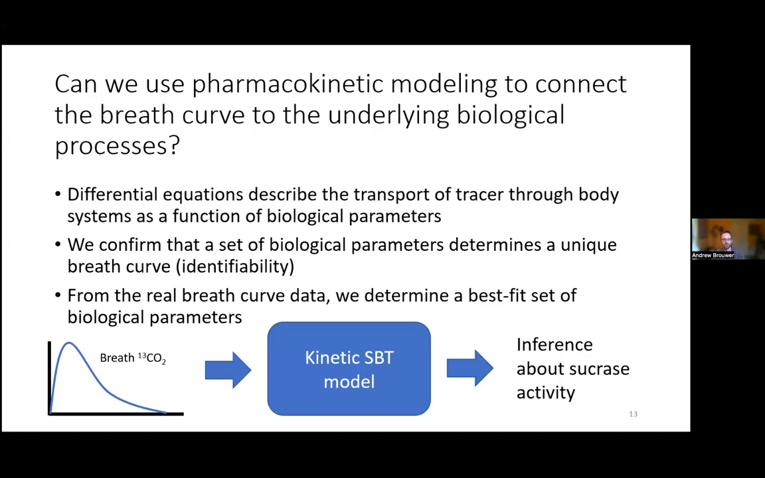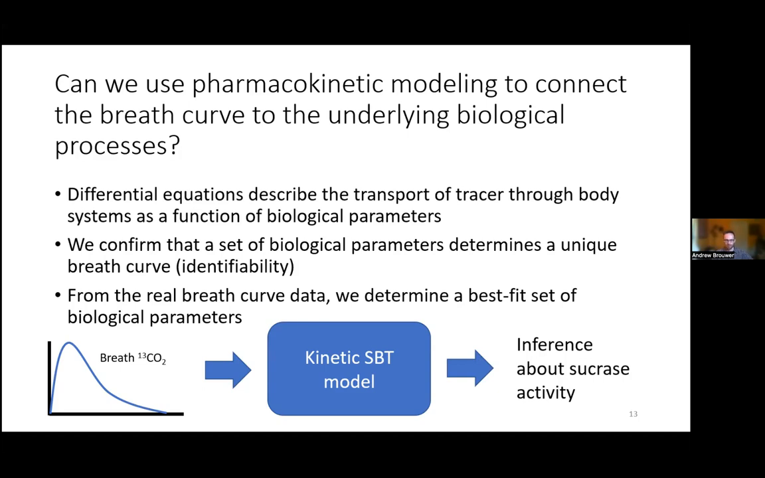The goal here is to use pharmacokinetic modeling to connect the breath curve to the underlying biological processes. We're going to use differential equations to describe the transport of the tracer through the body as a function of biological parameters that actually mean something. What we need to do is confirm that these biological parameters determine a unique breath curve. That's identifiability. That's where our differential algebra comes into play. And we need to know that for real breath curve data we can actually find a best fit set of uniquely identifiable biological parameters.